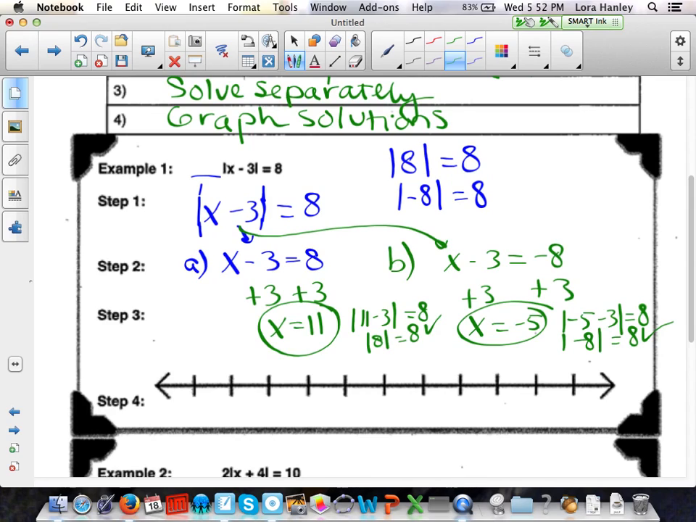And when we graph an equal to equation solution on a number line, you're only going to have that one number. So we need a negative 5 and an 11. And since they're equal to, we're including them. So you're just going to have a closed circle above each.